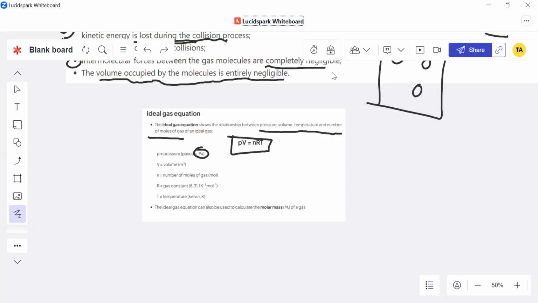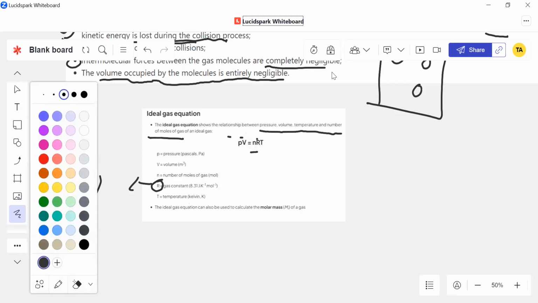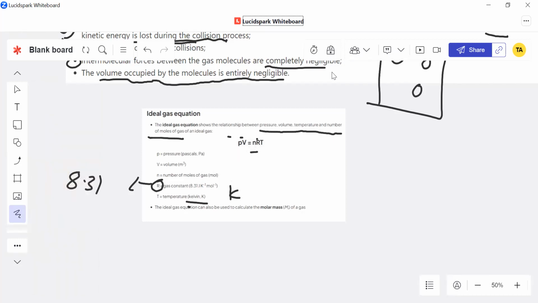So R is a constant, and this has a value of 8.31. So whenever you see R, you can replace it with 8.31. It won't change. The value is a constant. And finally, temperature. This T right here is called temperature, and you measure temperature in Kelvin. Remember, Kelvin and not Celsius. So whenever you find a temperature, you will measure it in Kelvin.